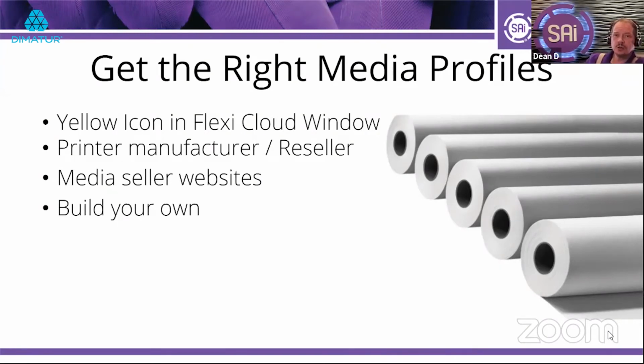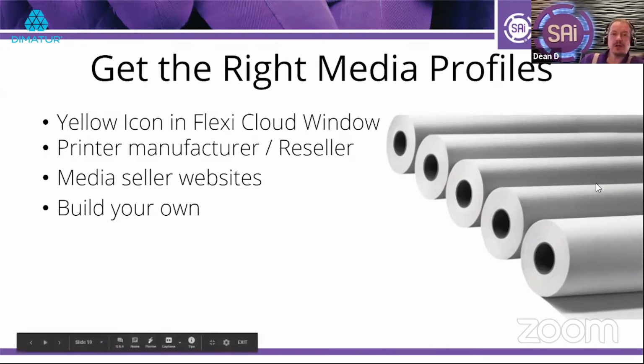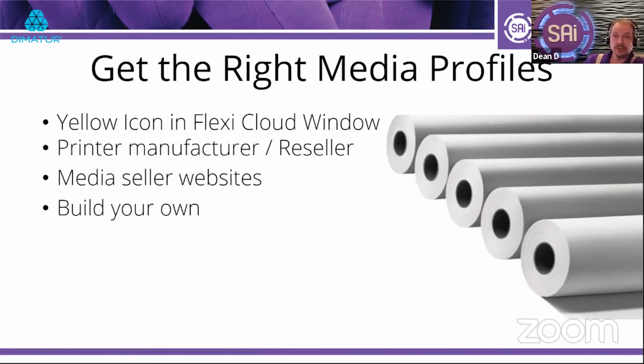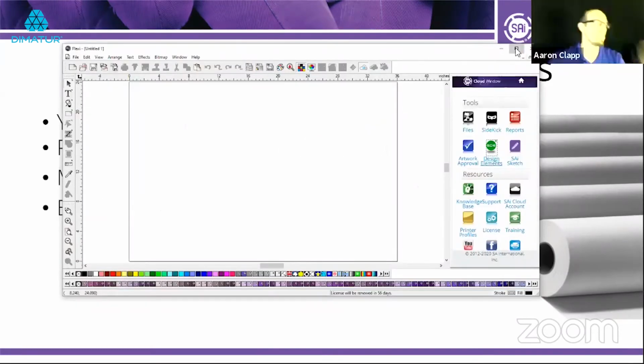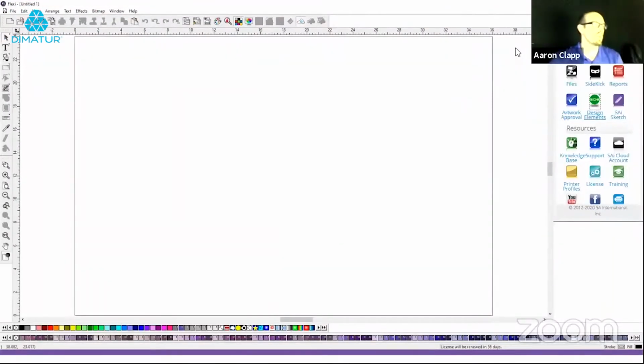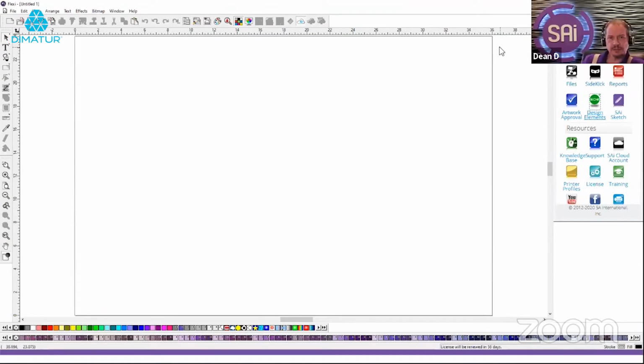So Aaron, can you show us really quickly in Flexi, let's say we don't have any ICC profiles, or we want to see if there are any more ICC profiles. Maybe there's something new for our printer. How do we do that in Flexi? Yeah, so I'm going to pull up Flexi here, and we want to go to Production Manager. We can do that in Production Manager or in Flexi. Either way, show us.